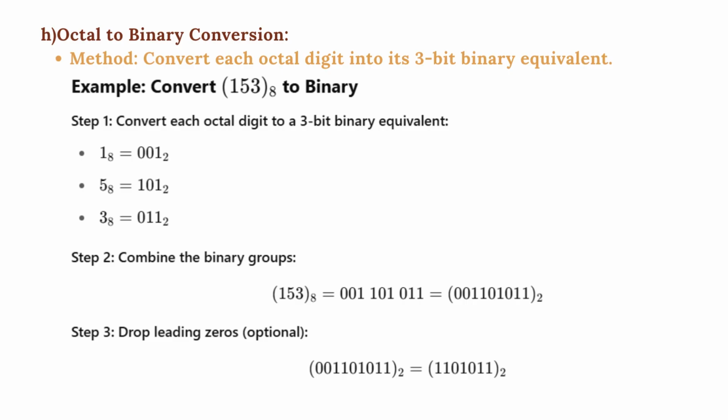The next conversion is octal to binary conversion. Convert each octal digit into its 3-bit binary equivalent. Convert 153 to binary. 1 is 001, 5 is 101, 3 is 011. Combine the binary groups, that is 001, 101, 011. You can drop leading zeros, so we'll get the output as 1101011. This is the binary form of octal 153.